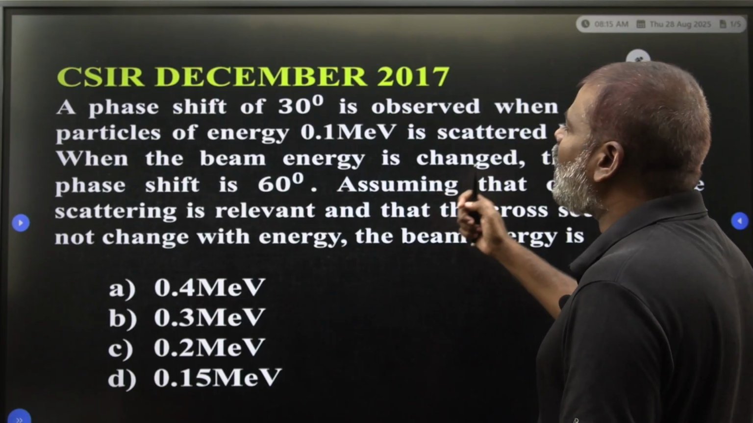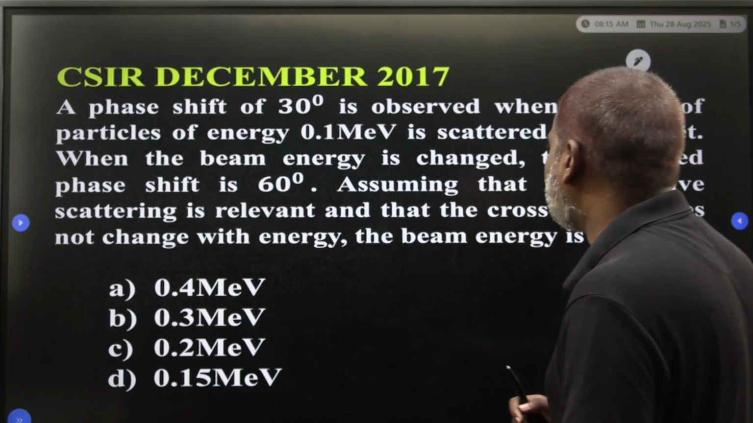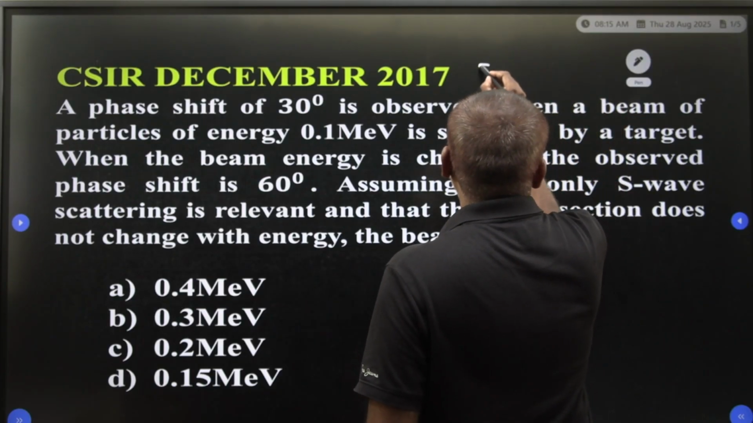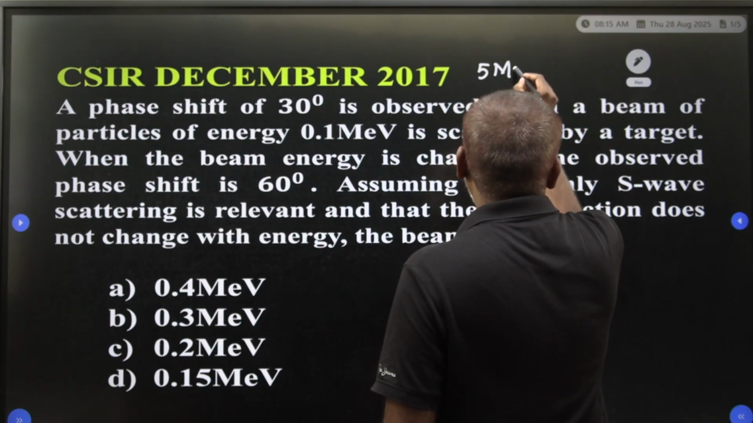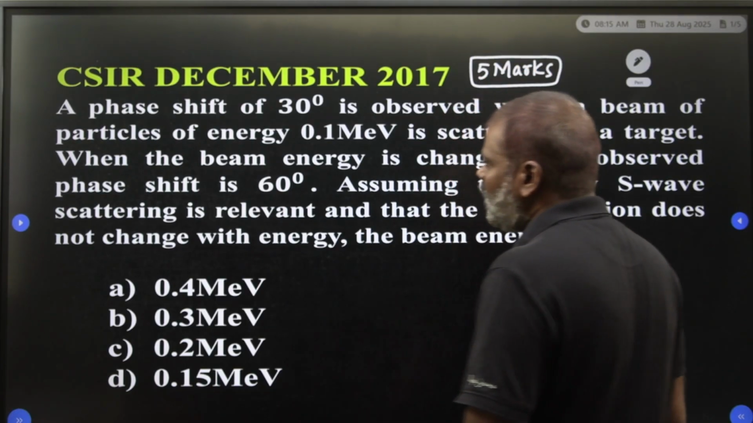This question was asked in CSIR December 2017. It was a 5 marks question. So please remember, this is a 5 marks question in advanced quantum mechanics, right?